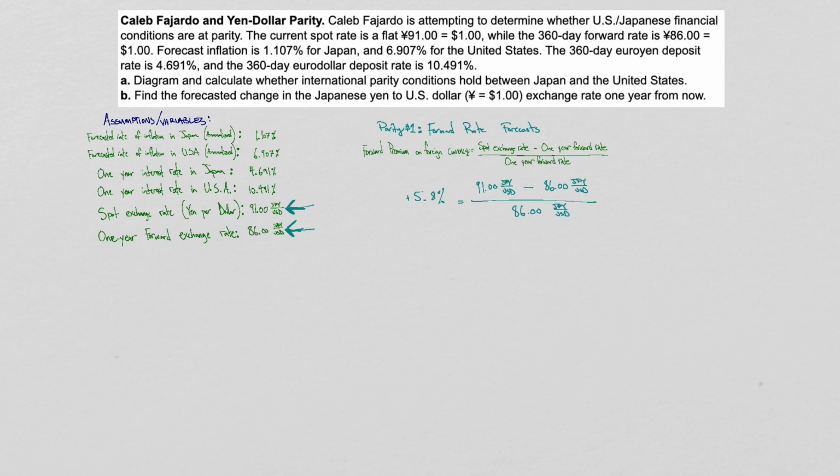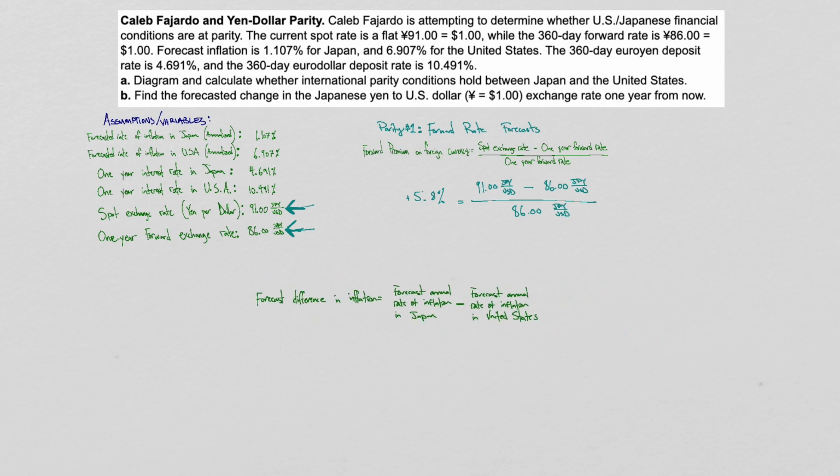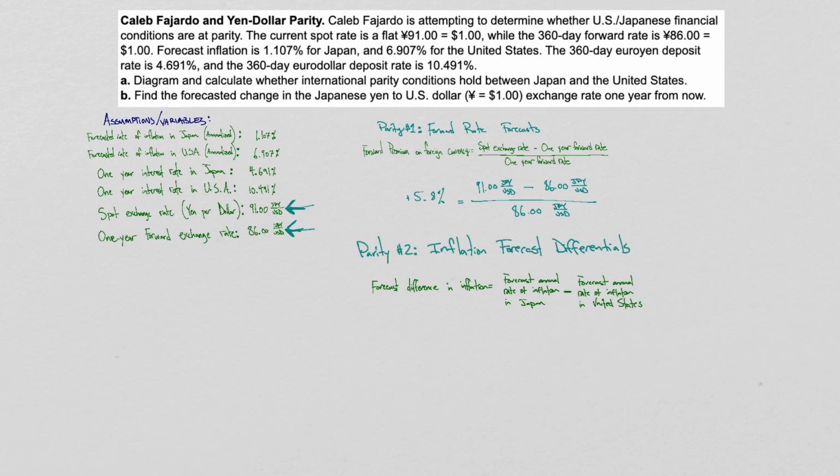The other that we mentioned briefly is the idea that we can look at differences in expected rate of inflation between the two countries and use that as a measure of forecast for what the currency is going to do. If a country's currency is expected to have high inflation relative to another, then that country's currency is expected to weaken. So to test that out here, what we have are these two numbers, the forecasted rate of inflation for Japan and the forecasted rate of inflation for the United States.